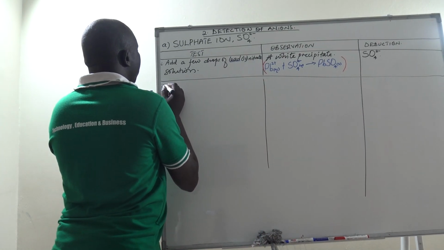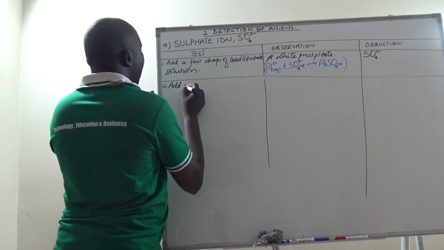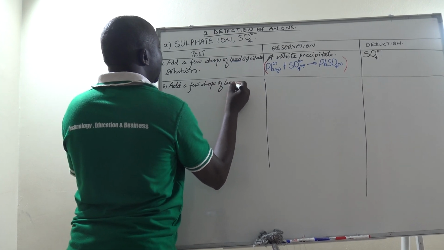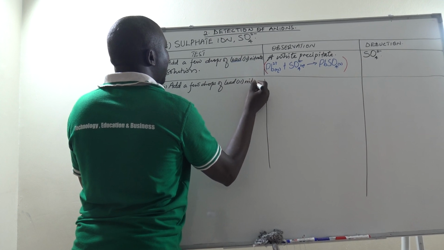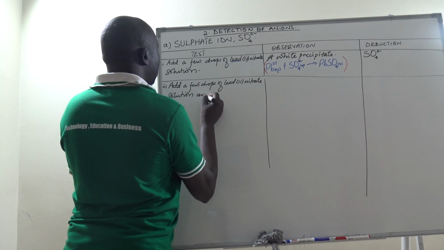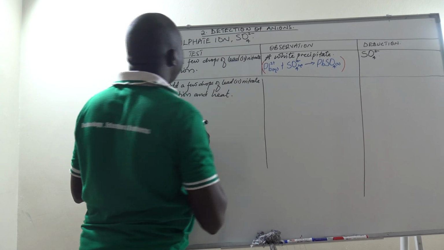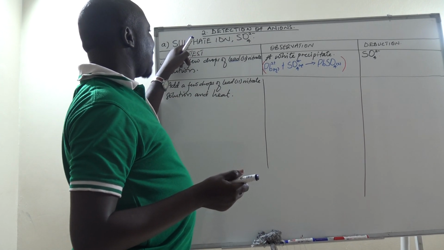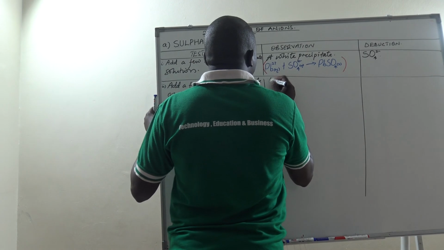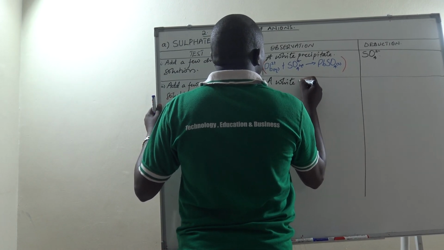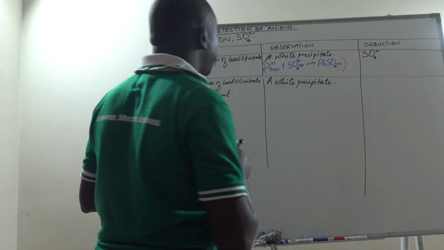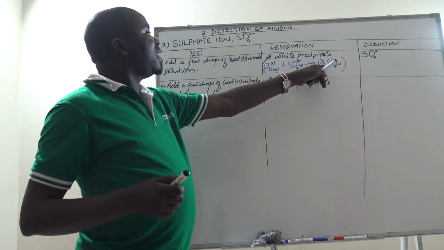Two, you can also be asked to add a few drops of lead II nitrate solution, and you heat. Remember, we are dealing with a solution suspected to contain sulfate ion. If you have carried out this test, and there is sulfate ion, you are going to get a white precipitate. Remember that the white precipitate formed here is lead II sulfate.